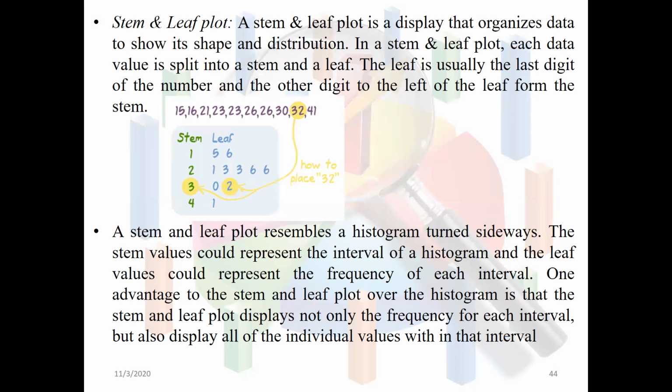The stem values could represent the intervals of a histogram, and the leaf values could represent the frequency of each interval. One advantage to the stem and leaf plot over the histogram is that the stem and leaf plot displays not only the frequency for each interval, but also all of the individual values within that interval.